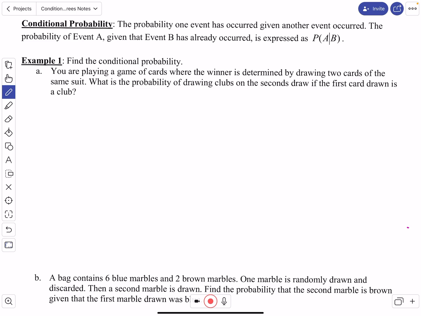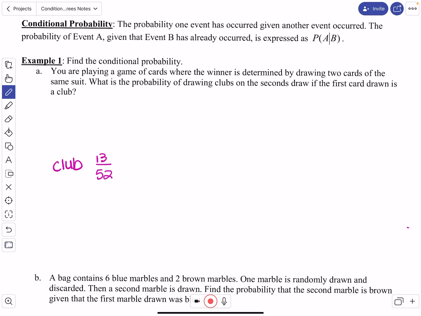Our first conditional probability: we're playing a game of cards where the winner is determined by drawing 2 cards of the same suit. What's the probability of drawing clubs on the second draw if the first card drawn is a club? First, we start by figuring out the probability of drawing a club, which we set up as 13 over 52. We know that's 1/4, but in this case it helps to use the full fraction, 13 out of 52.